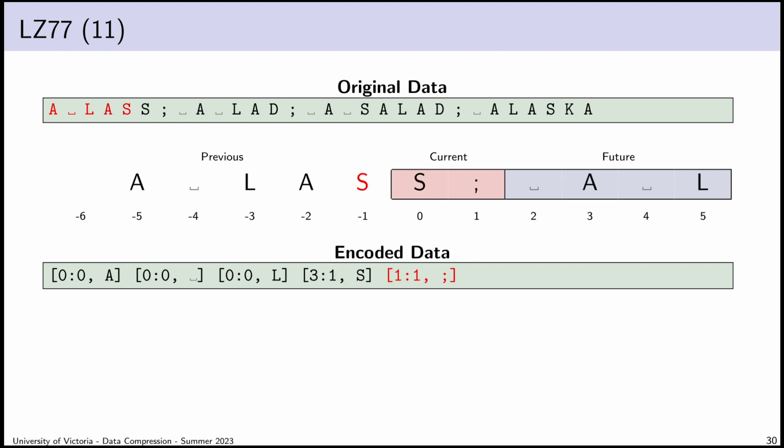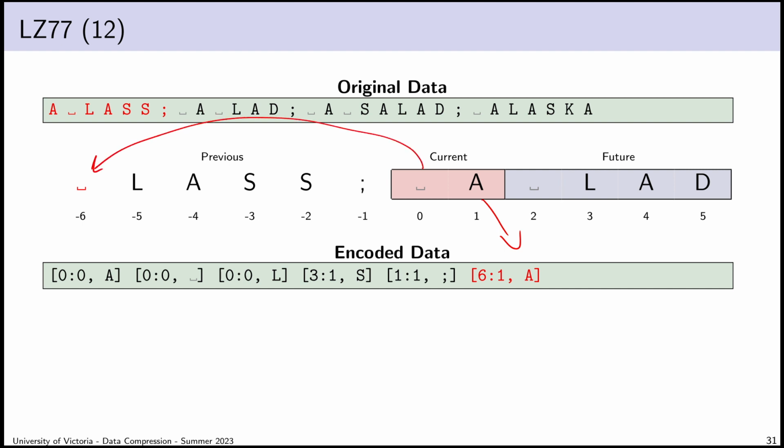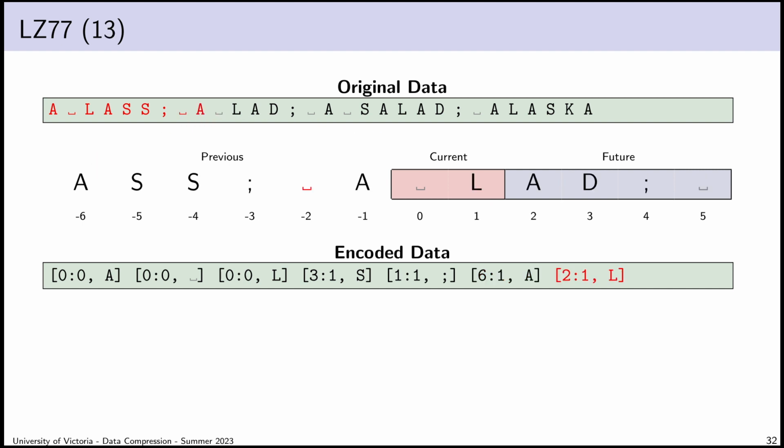Okay, same story with the next thing. The S, I can just duplicate the S from a minute ago. I can just go back in time by 1 and recycle that literal. And then the semicolon becomes the literal part of the next pair. Same thing with the space. I can store the A as a literal, and then the space, I can just go back in time and grab that space from earlier. And then same thing here.